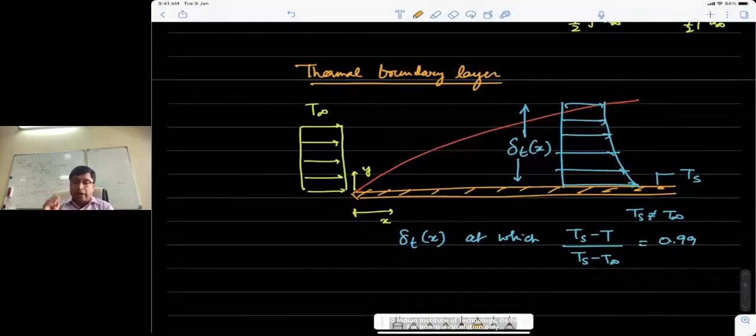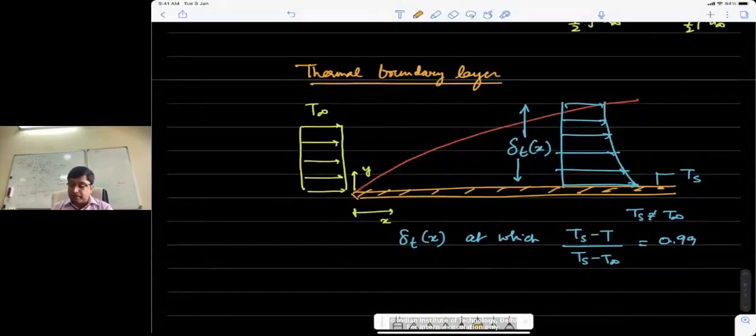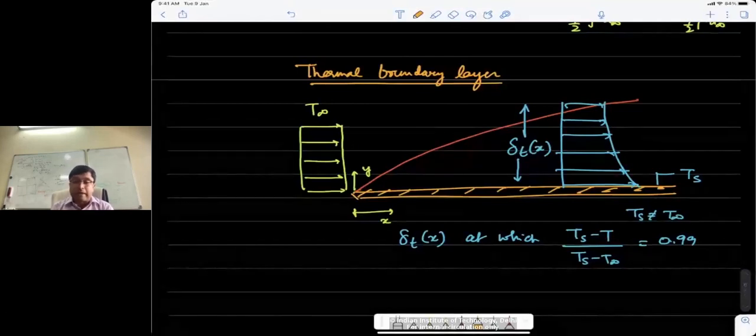Clearly, thermal boundary layer will only develop if Ts is not equal to T infinity. If Ts was equal to T infinity, you won't have a thermal boundary layer, but you would still have a velocity boundary layer, but not a thermal boundary layer. Please remember this. This is the key part. Of course, one thing I should mention: I have so far assumed that the surfaces are isothermal. So the flat plate has a constant temperature Ts, and it remains at Ts everywhere along x.